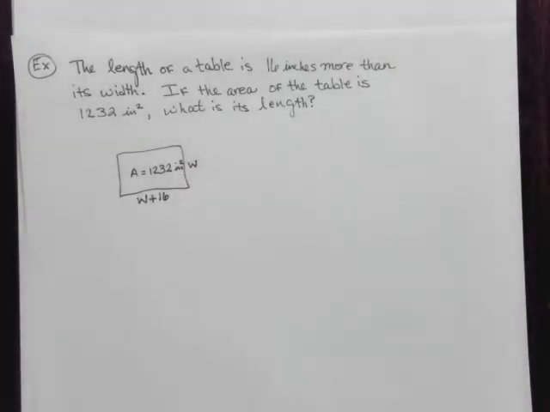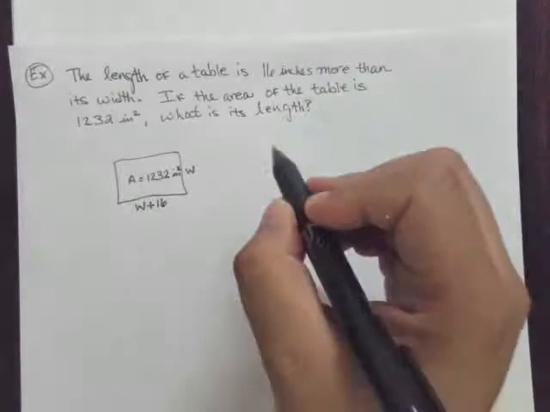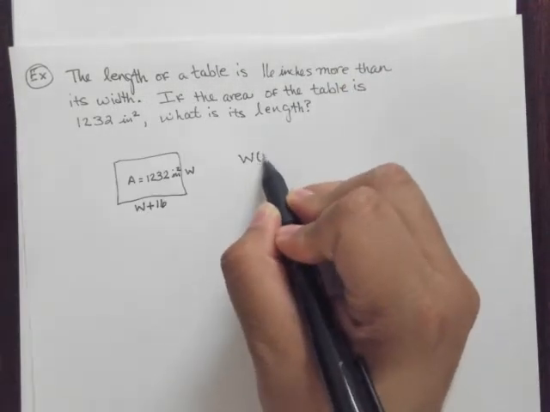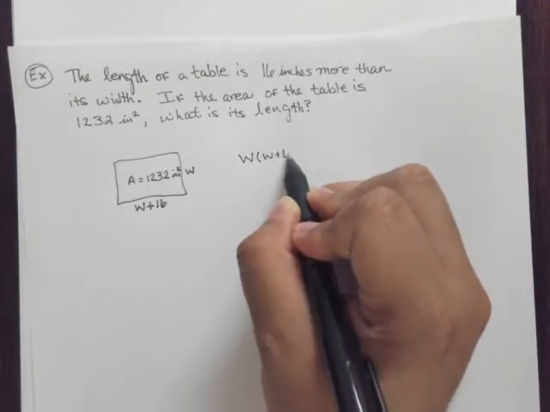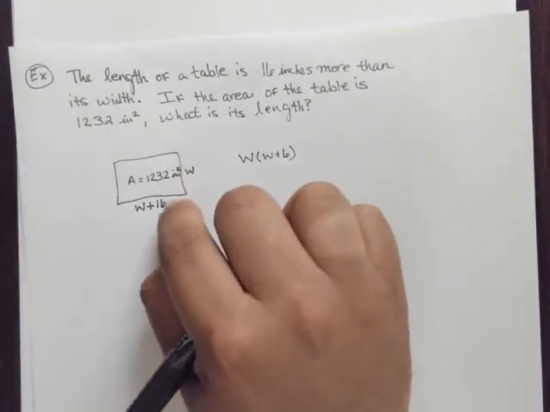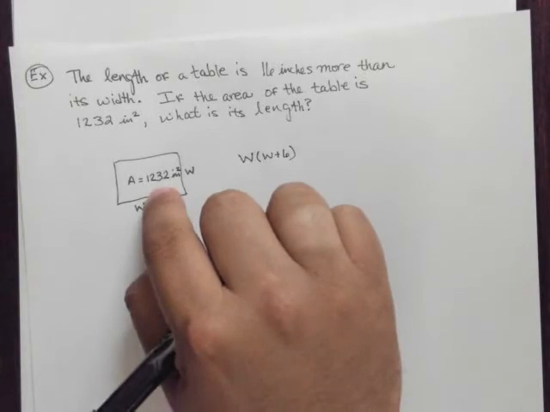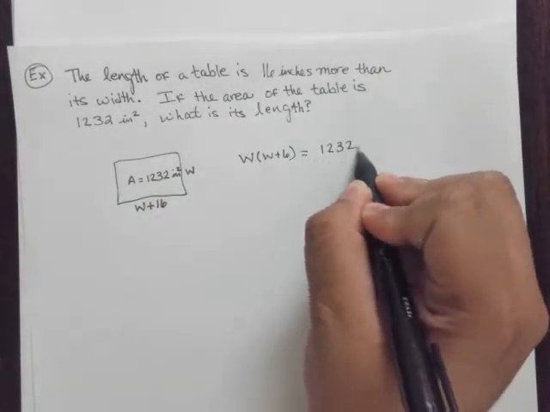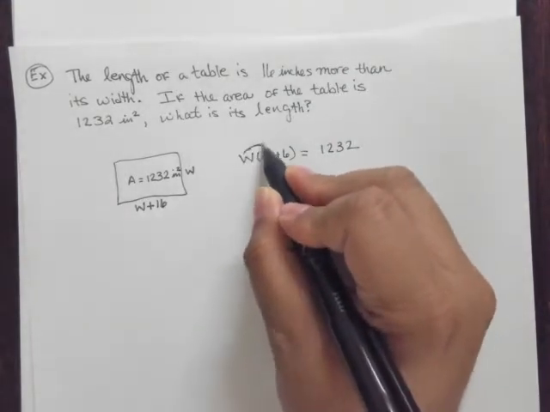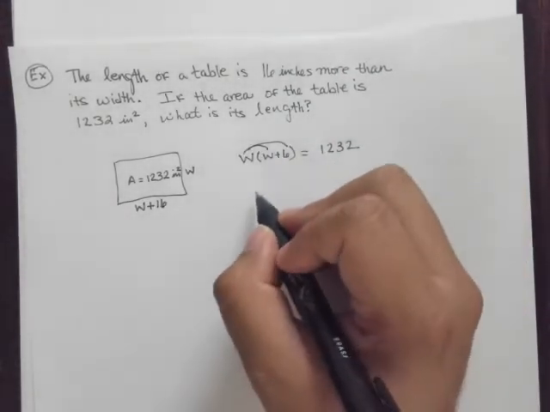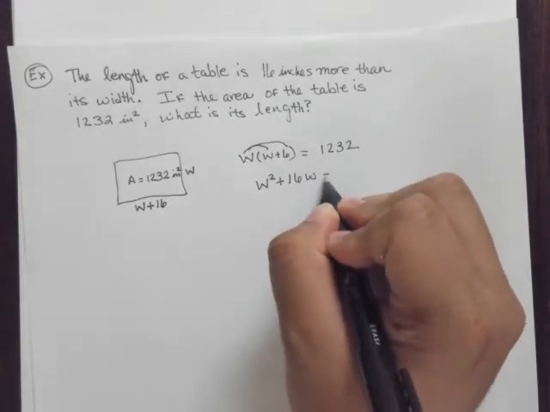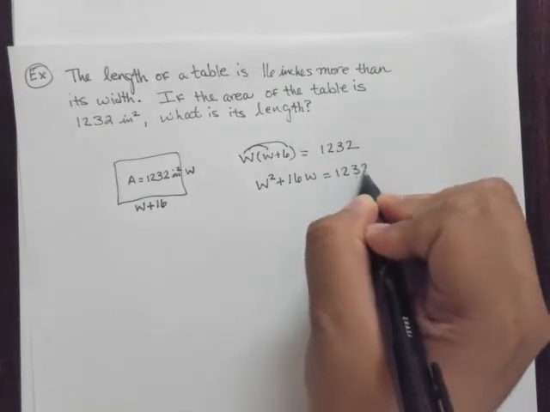Well, what do we know about area of a rectangle? We know that the length times the width happens to be the area. So I'm going to say W times W plus 16 will give us this 1,232. So let's go ahead and distribute. We've got an equation now, and let's try to solve it. We've got W squared plus 16W equals 1232.